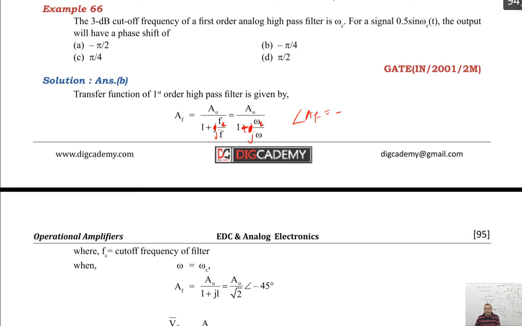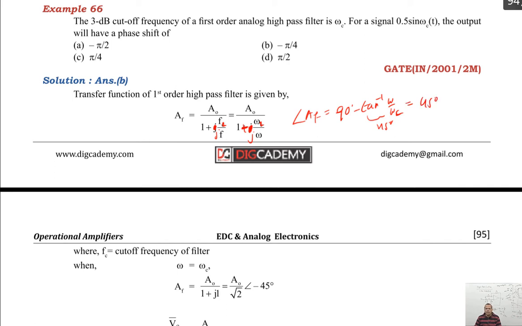Just see, the cutoff frequency of the filter is omega c. Omega c is the cutoff frequency. So the phase angle of this is nothing but, try to recall, 90 degree minus tangent inverse of how much? That was omega by omega L, right? So at omega equal to omega L or omega c, this is minus 45, or this is 45 degree. So this is equal to 45 degree.